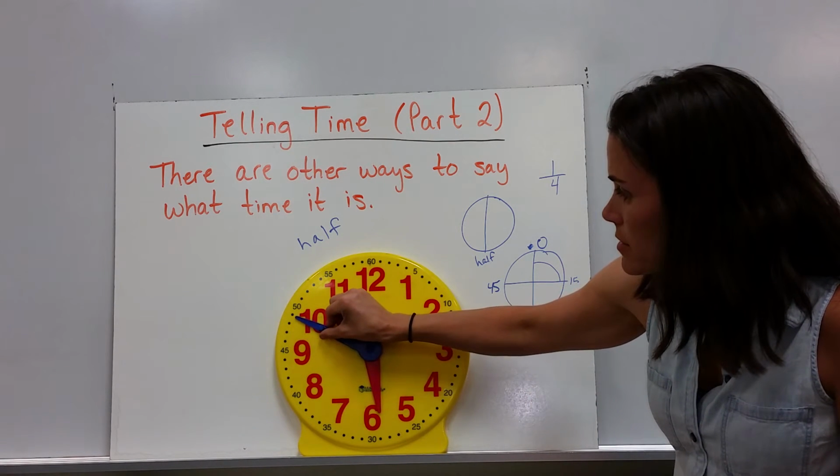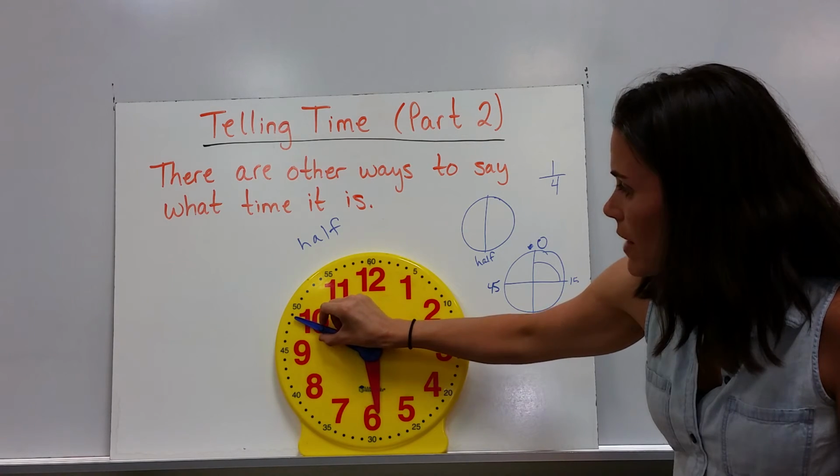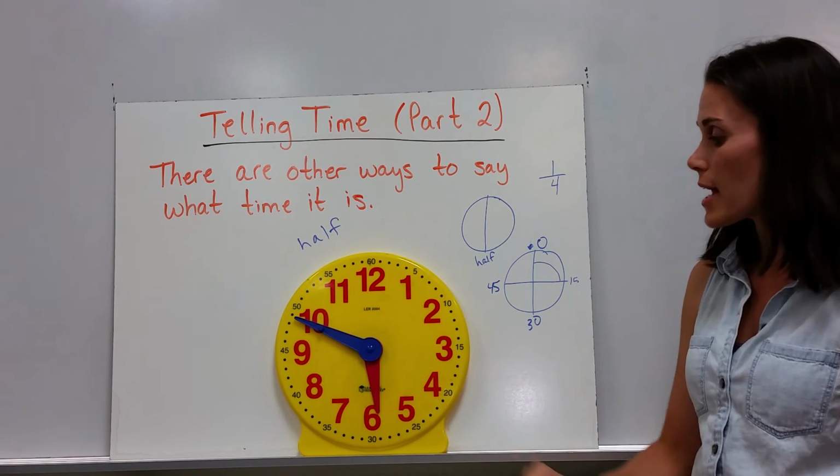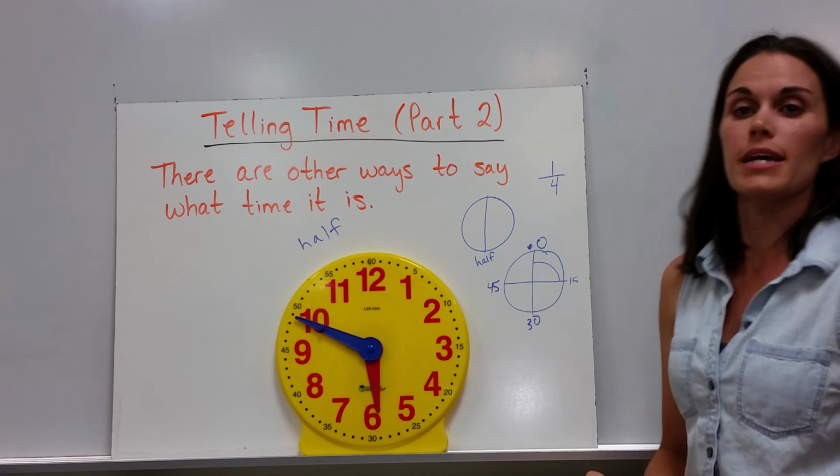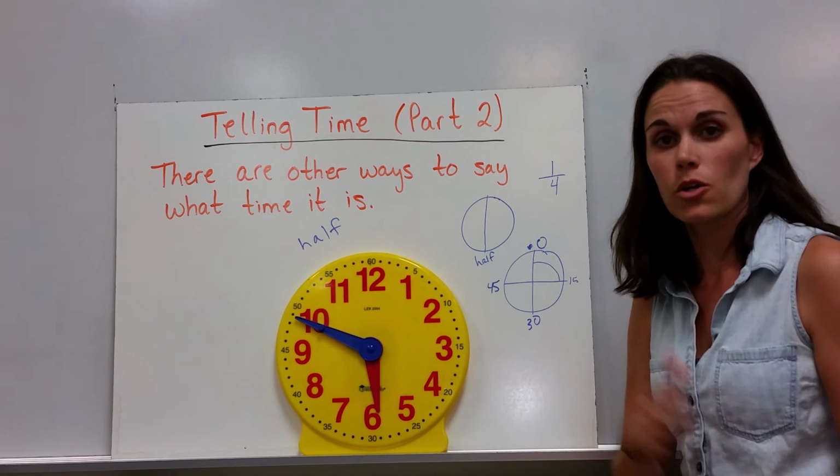If we go here, that is 11 minutes before 6 o'clock. So you could say if it's 5:49, you could say it's 11 minutes till 6 o'clock.